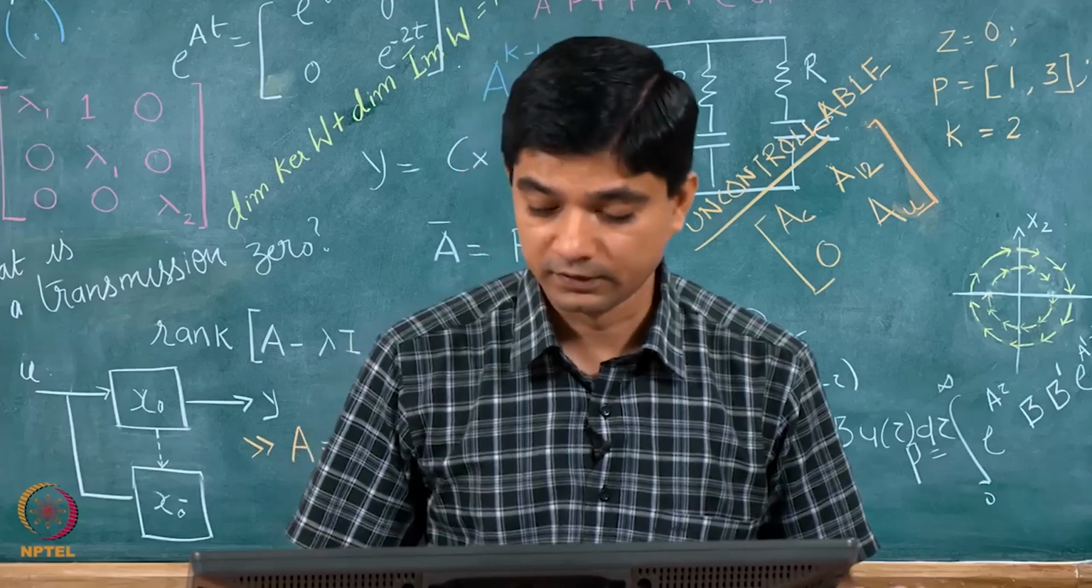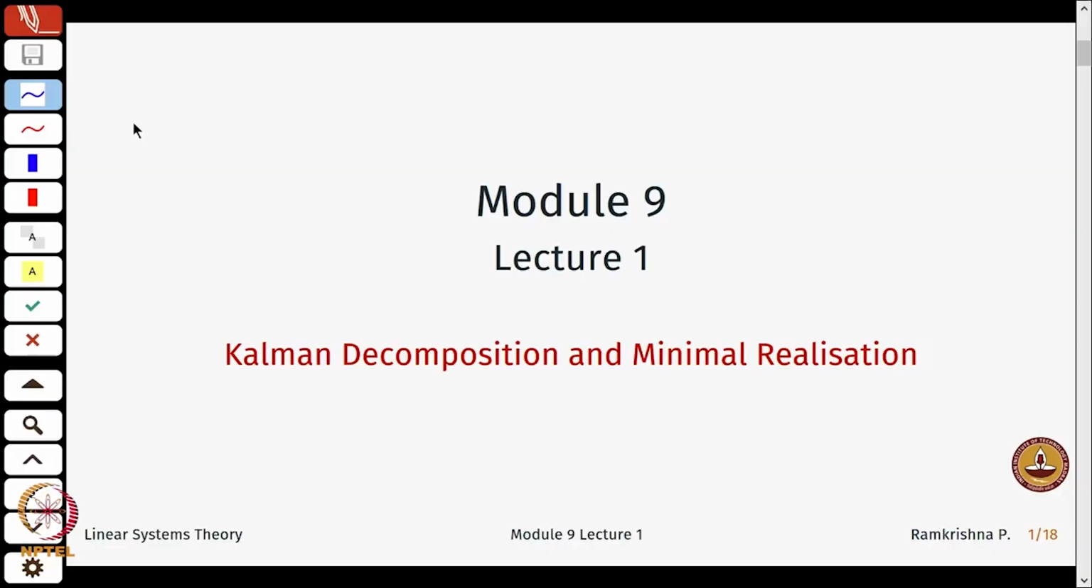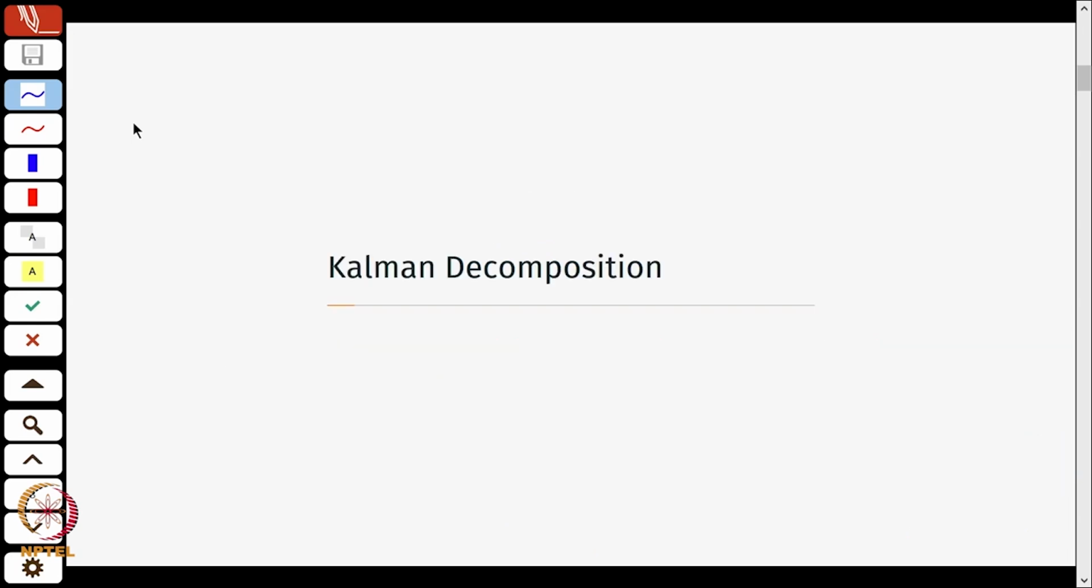So just before we go into the design process, we'll do the last part of the analysis, which turns out to be quite useful and also elegant in its representation. Okay, so we start with what is called the Kalman decomposition.